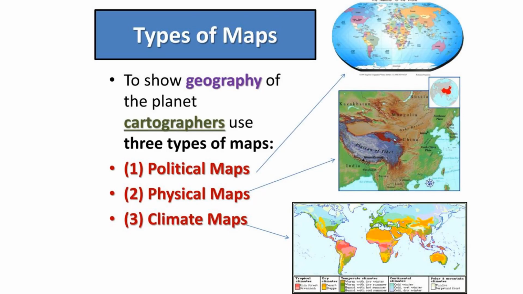There are three main types of maps. The political maps that represent all states, boundaries of the countries, of counties. The physical map or topographic map that represents the geographical features, the floodplains, the mountains, and the climate that are in the specific thematic maps. These are the three types of maps.